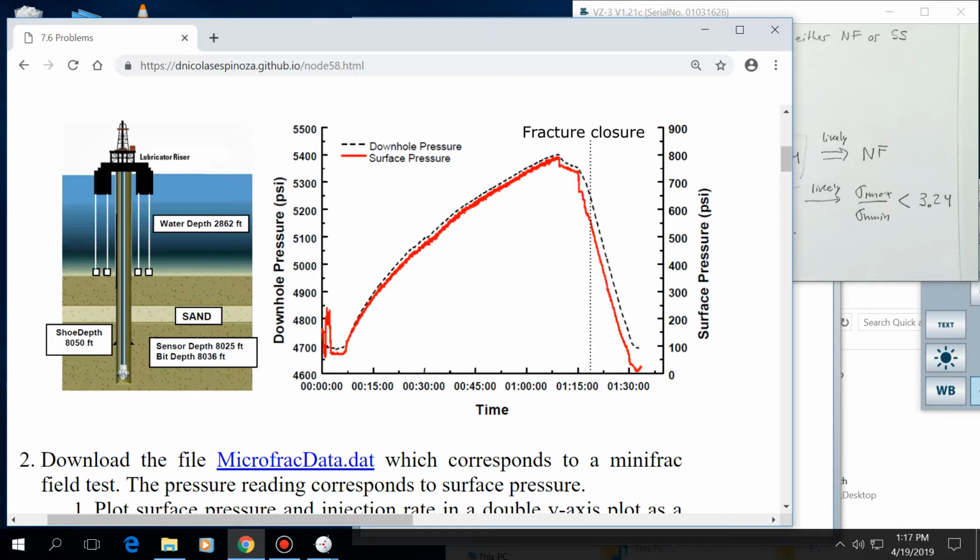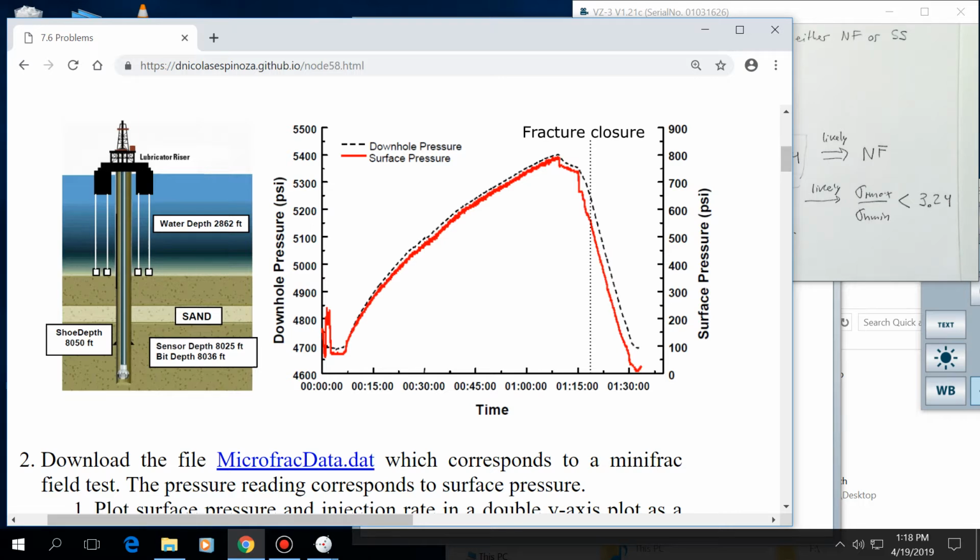Okay, so from this data we can get that value. So let's see what was the objective of this paper? Many times in most of these field tests, you do not measure the downhole pressure, but you measure the surface pressure. It's much easier to measure a surface pressure than a downhole pressure.